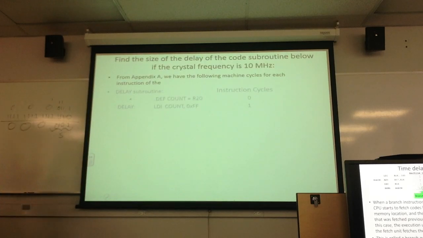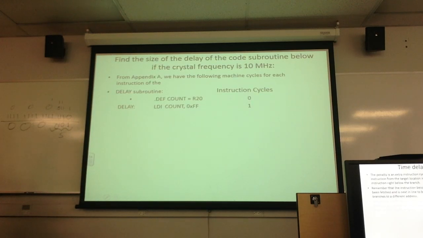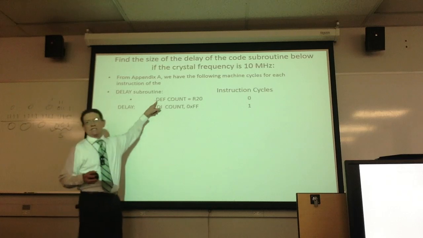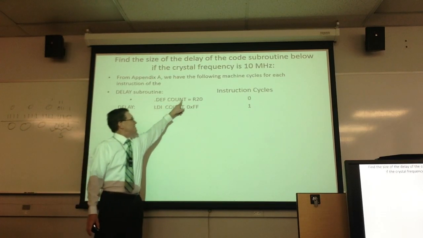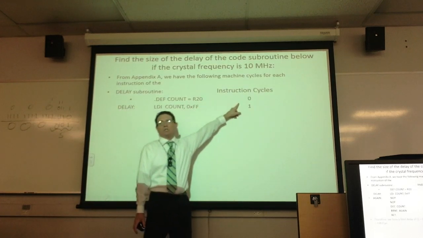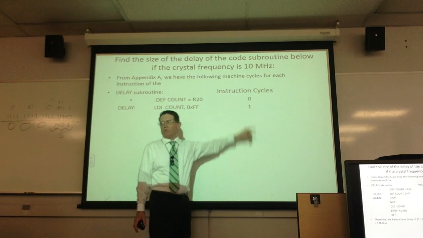Okay, so here we go. Let's say I have a delay. I'm going to write a subroutine to generate a time delay for me. I'm going to define a count to be 20. When you do a define, this is an assembler directive. It doesn't affect the machine. All I'm doing is setting a number equal to 20, so there is no instruction cycle for that.